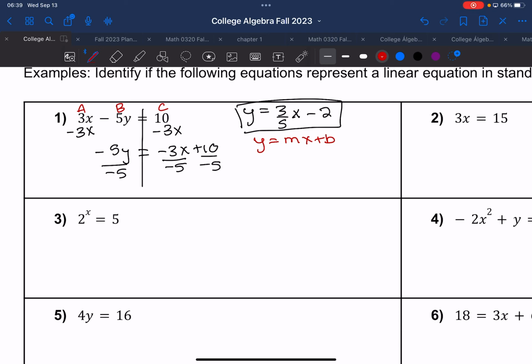Okay. Looking at the problem where we got y by itself, is our slope positive or negative? Positive. Positive, because what number are we looking at? 3 over 5. 3 over 5, that's our slope. So if we were just to draw a rough graph, we know that it's going to be a line that is going in the positive direction. So the answer to this one is yes, that this is linear.